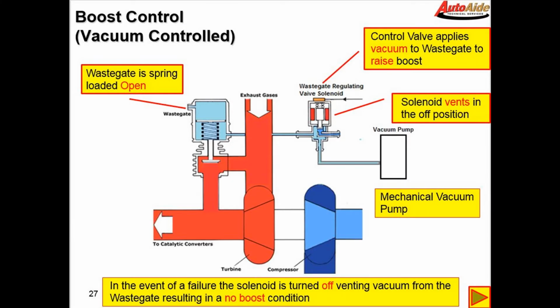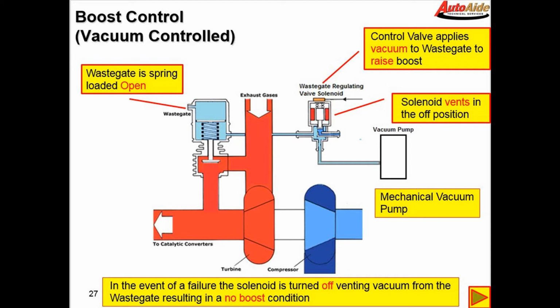So this is a slide from one of our training classes, and I use this to kind of explain how the turbocharger is controlled in this particular vehicle. What we have is a vacuum pot wastegate, and the wastegate in this particular instance is spring-loaded open. The vacuum to the wastegate is controlled by a solenoid, which is pulse width modulated by the PCM in the car, and then vacuum is supplied by a vacuum pump.